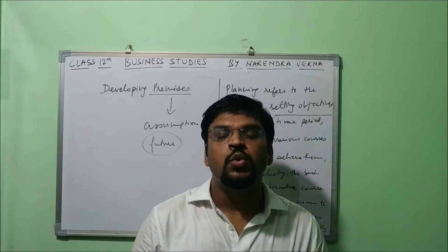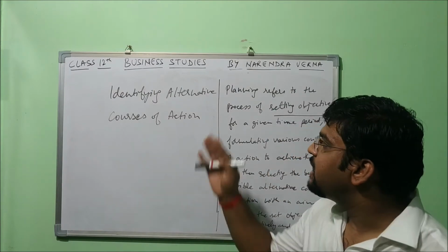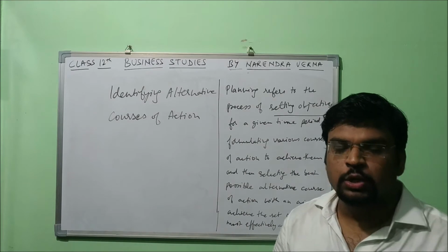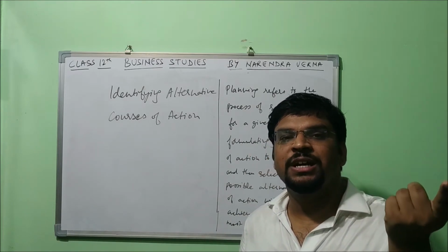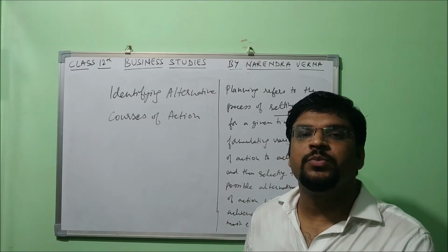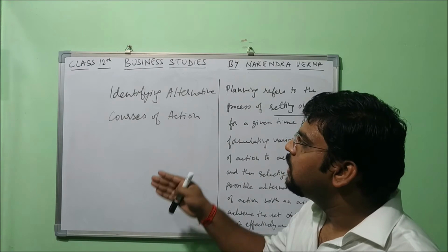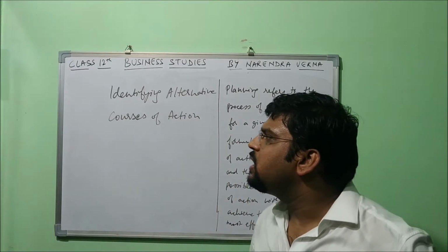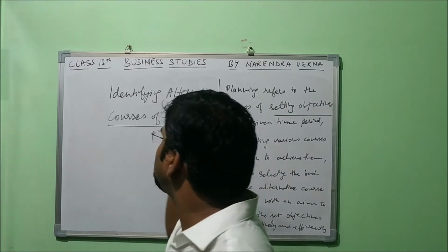Now let's move on to another step. So the next step is identifying alternative courses of action, right? So after completion of 2 steps, first step setting objectives, second step developing premises, the third step comes to finding, or we have used the term here, identifying alternative courses of action.